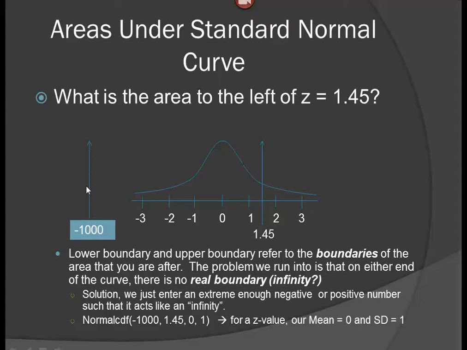So picture it like a box. We're trying to box in the area that we're after. The left-hand side of my box is at negative 1,000. The right-hand side of my box is at 1.45. And then we have 0 for our mean and 1 for our standard deviation because these are z values that we're entering. The area we get is 0.9265. In other words, 92.65% of my data is between negative 1,000 and positive 1.45.